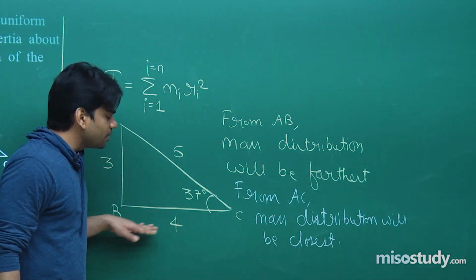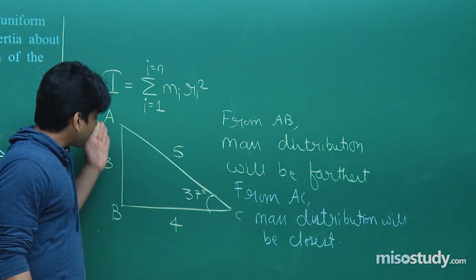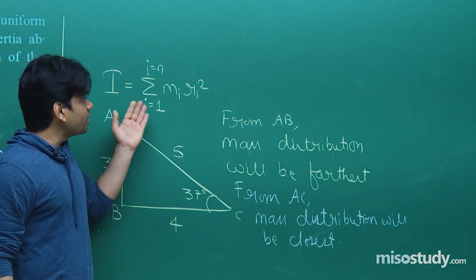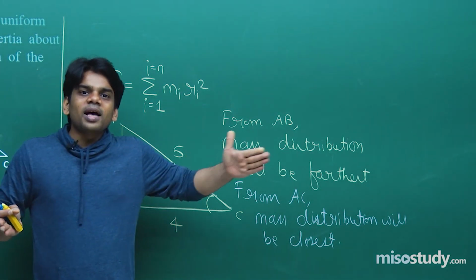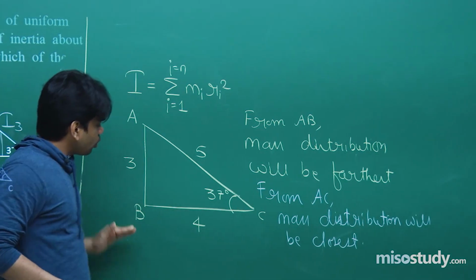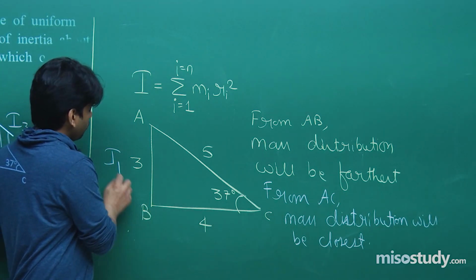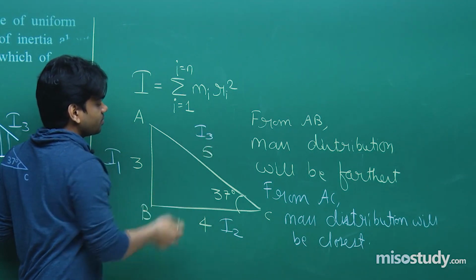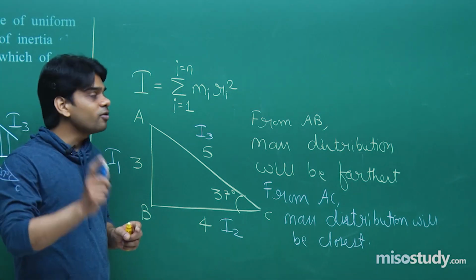Now for BC, the mass distribution will be somewhere in the middle as compared to axis AC and axis AB. So as I have written, moment of inertia depends upon the mass distribution. The farther the mass distribution from the axis, we are talking about the same point masses for each of the three axes. One axis is AB, one axis is BC, one axis is AC. Moment of inertia for AB is given as I1, for BC it's I2, for AC it's I3. Since mass distribution is farthest away from AB, I1 will be the largest.